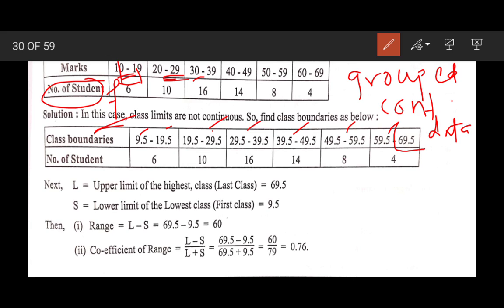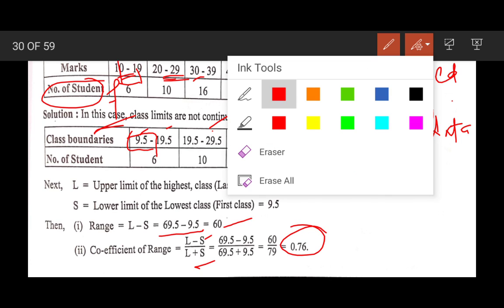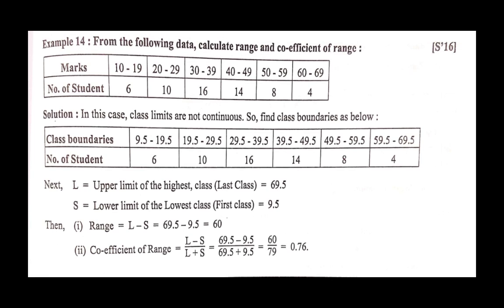After making it inclusive type, we have to find the largest value of class interval. So the largest value of class interval is 69.5 and the smallest value is 9.5, and hence range is 69.5 minus 9.5. So range is equal to 60. Coefficient of range is (L minus S) upon (L plus S). So coefficient of range is 0.76. So this is the method of calculating range.